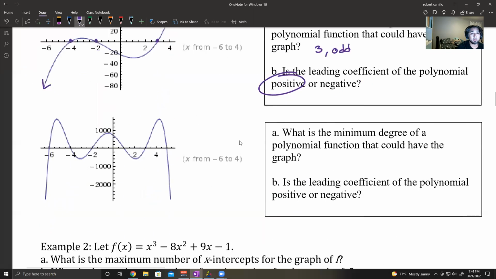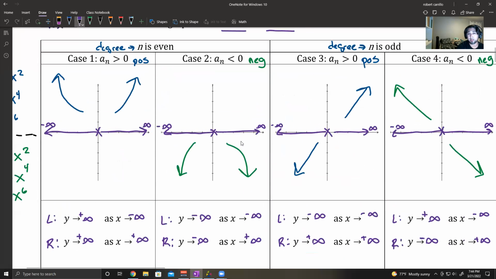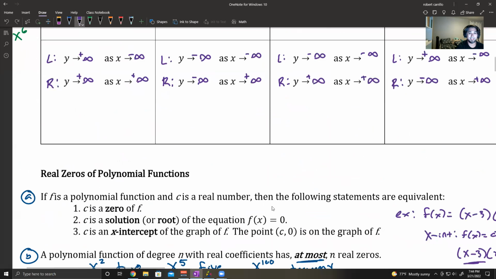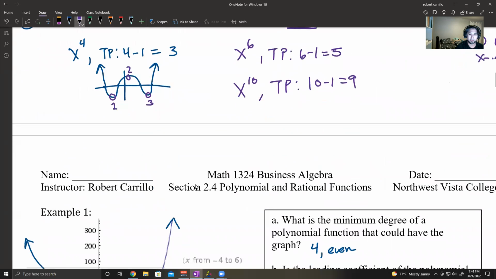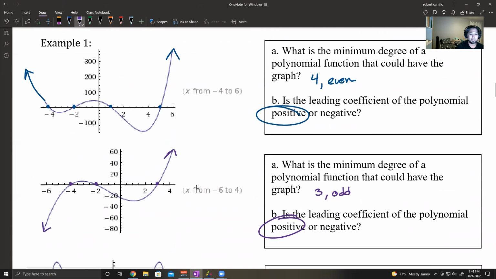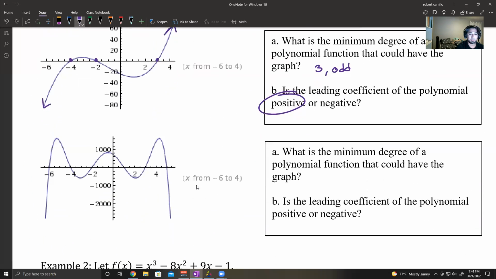And again, you can reference the first page, right? Right there. It's case 3. Positive odd degree. Bottom left, top right. Right. I heard a yes. Somebody got it. All right. Awesome. Okay. Next graph. Look at your intercepts.